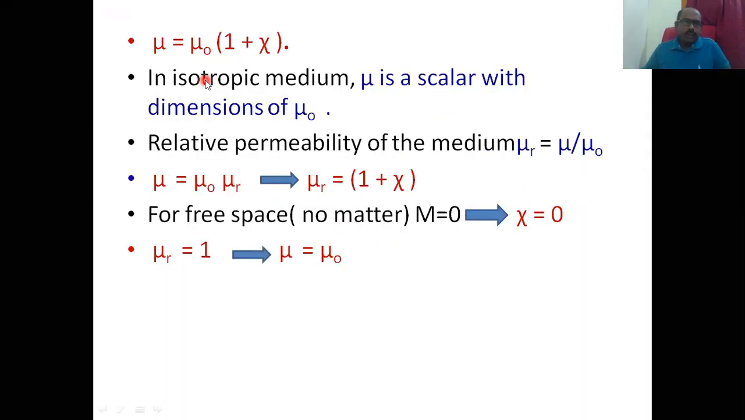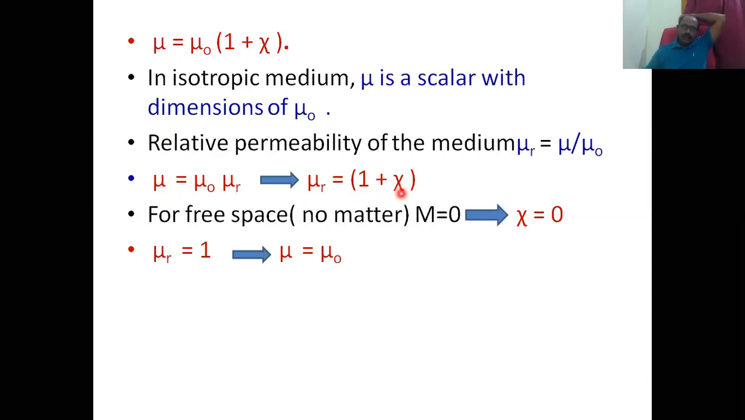So here we are seeing mu is equal to mu naught into 1 plus xi, and mu is equal to mu naught into mu r. By comparing these two equations, we get mu r is equal to 1 plus xi. Relative permeability, mu r, is equal to 1 plus xi, the susceptibility.